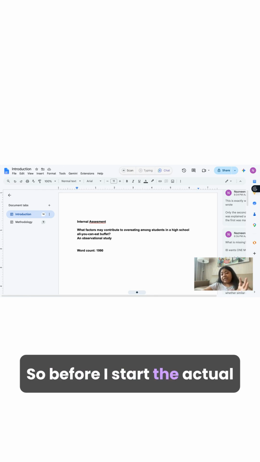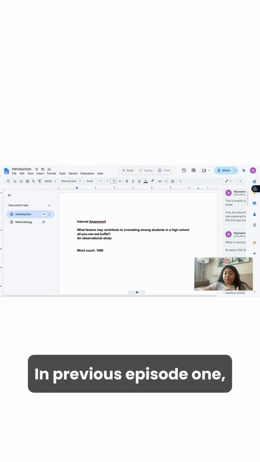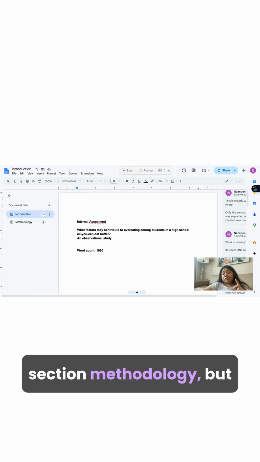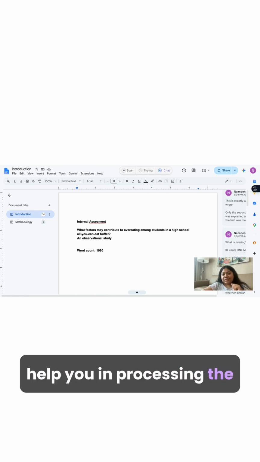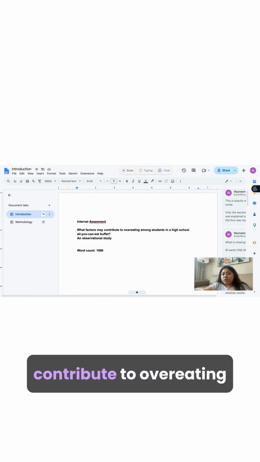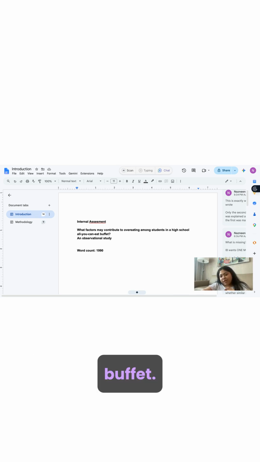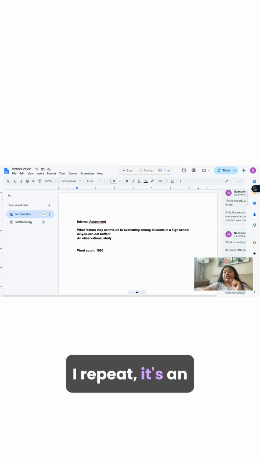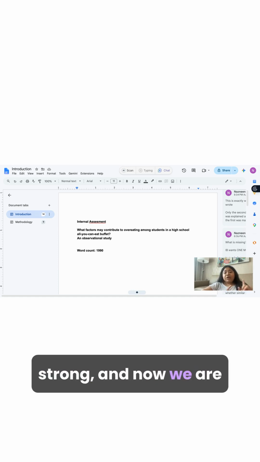Before I start the actual marking of the methodology, I would like to read the research question so we all will be on the same page. In episode 1 we did the introduction, and now we are doing the methodology section, but I'm reading out the research question so it will help you in processing the entire thing. What factors may contribute to overeating among students in a high school all-you-can-eat buffet? It's an observational study. I repeat, it's an observational study. So the research question is strong, and now we are going to see how the methodological section works.